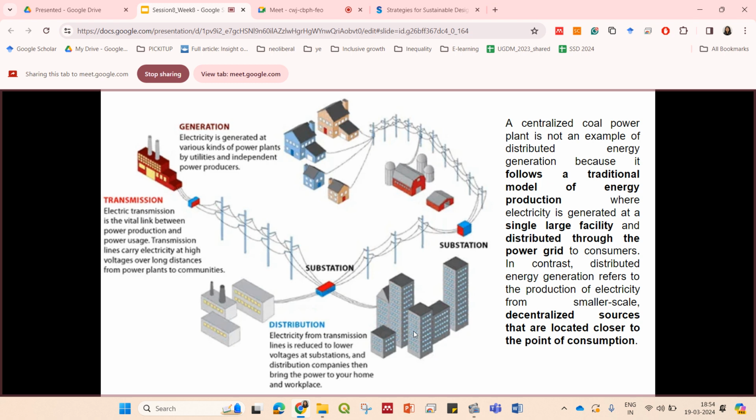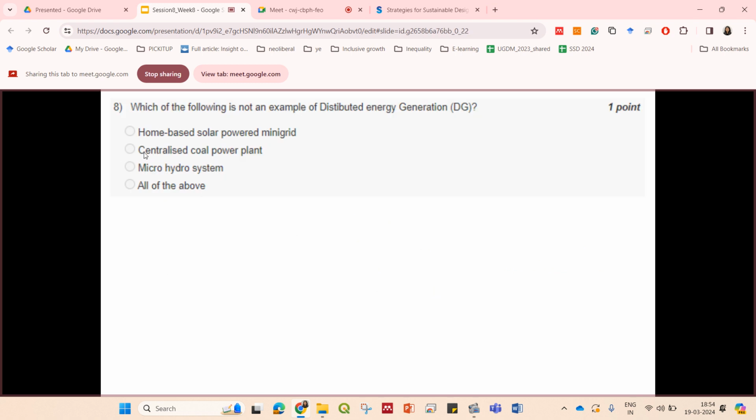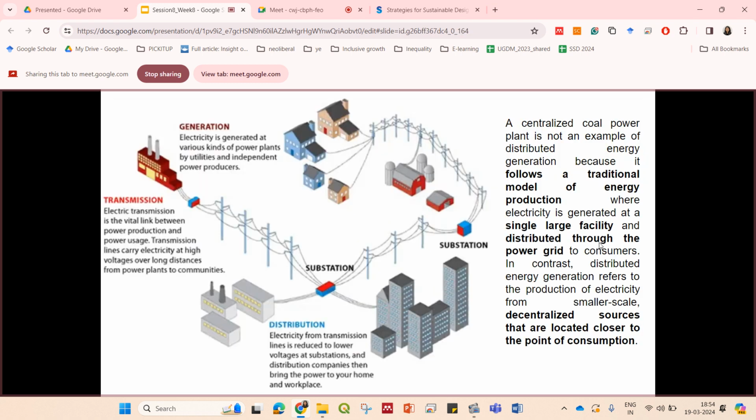So a centralized coal power plant is not an example of distributed energy generation, because again it is centralized. There is a central area where the production of electricity is done, and it follows a traditional model of energy production where the electricity is generated in a single large facility, and then after the production of electricity, it is distributed through a power grid to the consumer. So basically a coal power plant is an example of a centralized, not a decentralized, traditional energy production model where production takes place in a single large facility, and then it is transmitted over long distances through power grids.